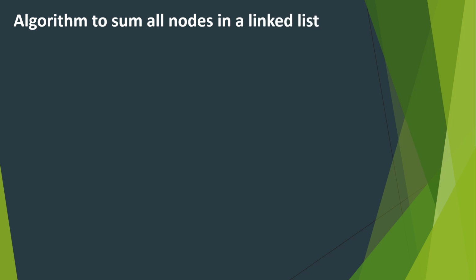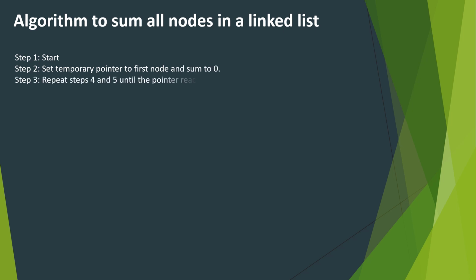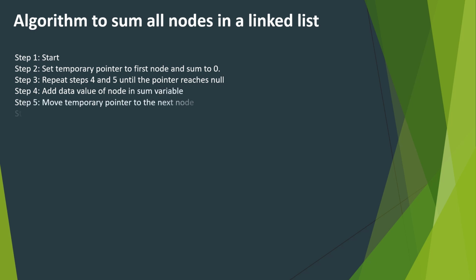Algorithm to sum all nodes in a linked list. Step 1 is start. Step 2, set temporary pointer to the first node and sum to 0. Repeat steps 4 and 5 until the pointer reaches null. Add the data value of the node to the sum variable. Move the temporary pointer to the next node and print the sum. This will find the sum.